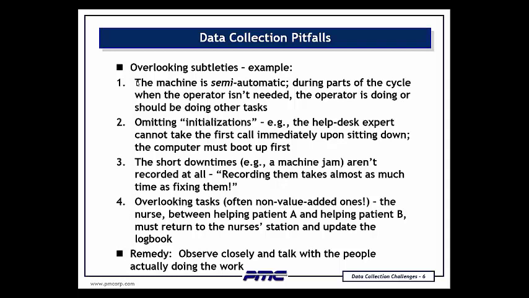Now, number one occurs often in manufacturing. The operator loads the machine, presses a button, and then can be and should be doing other work. And the simulation analysis needs to take that into account. Then the operator comes back after the automatic portion of the cycle and unloads the machine. If that subtlety is ignored, the potential throughput of your process will be underestimated.